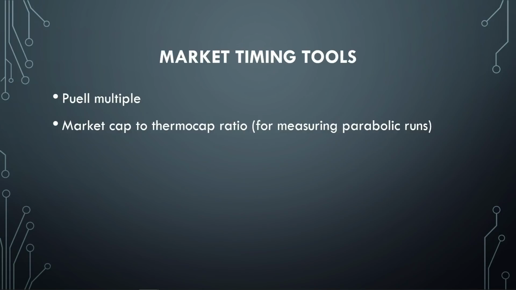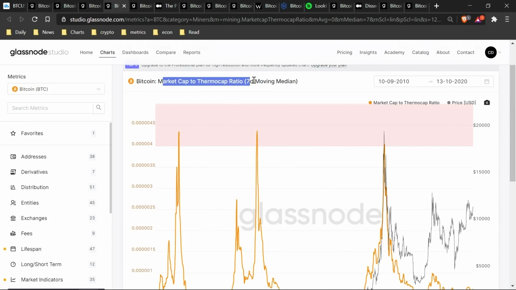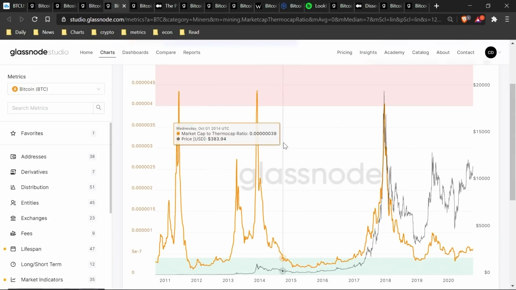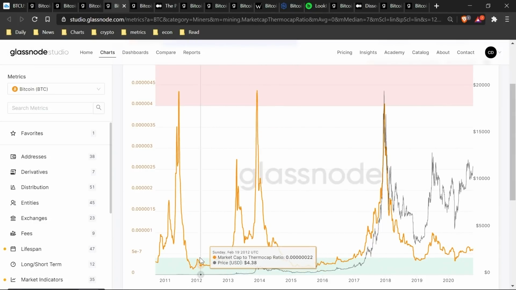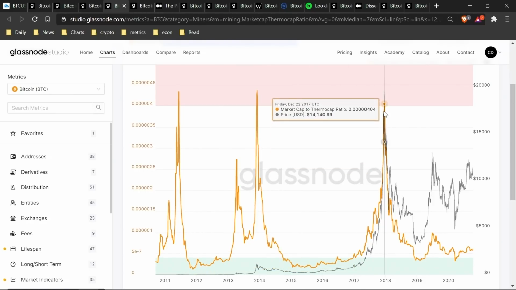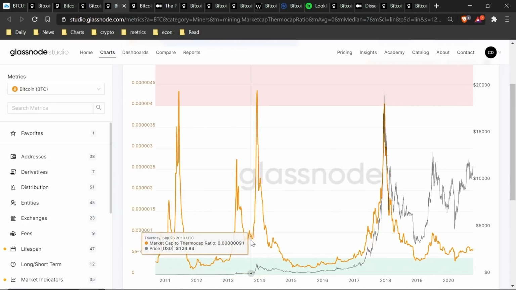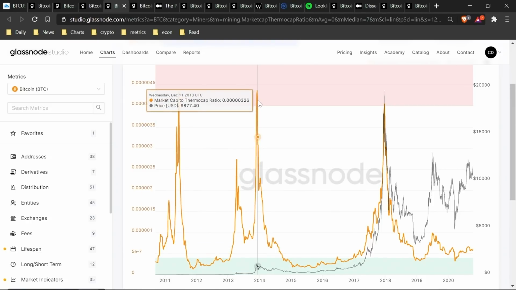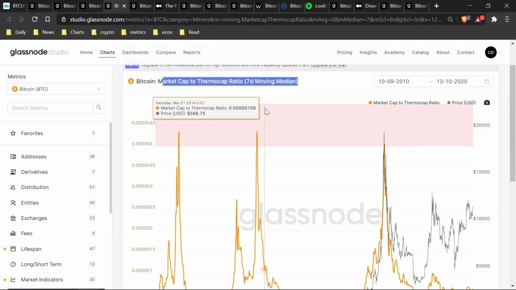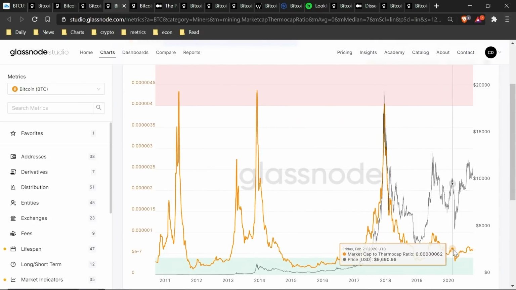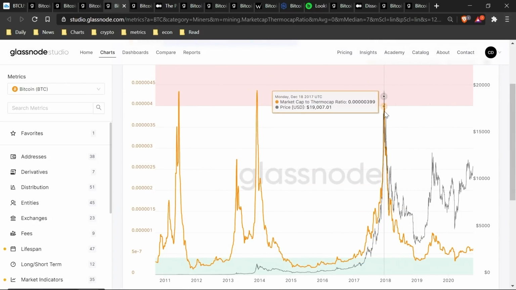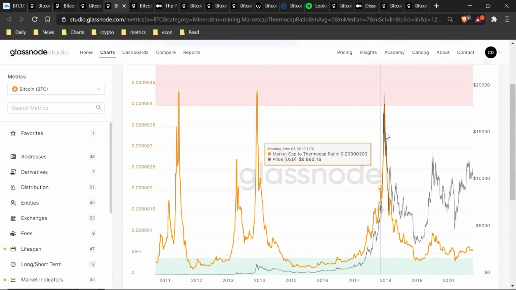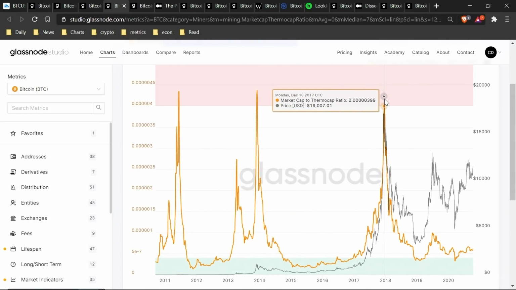Now, the next one I think is really cool. It's market cap to thermocap ratio. And this is really measuring and looking for what I call parabolic runs. And you can see that this one is very similar to the Puell multiple, but price tends to hang out in the green zone a lot longer and really only gets up into the red zone on parabolic moves. So basically, in my opinion, this is more of a better sell indicator than a buy indicator. But you can see once you start to get up in that red zone, that has historically been a really reliable way to find market tops.